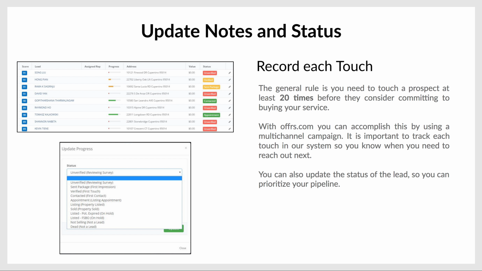And of course, make sure that you always update notes and status after you do something with a property owner, so that you know the last time that you touched them, and what you did so far, so that as you continue to push them down the funnel and do a multi-channel campaign, you know exactly what worked and how it was effective.